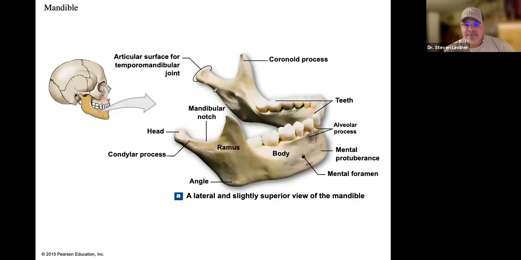Okay, when we look at the mandible, let's look at some of the main landmarks here. So this is the lower jaw, right? So we're looking at everything here. And there are some major landmarks to know. This is the angle. That's the angle of the mandible. This right here is the ramus. The ramus is needed because without it, you can't form the angle. Here's a mandibular notch.